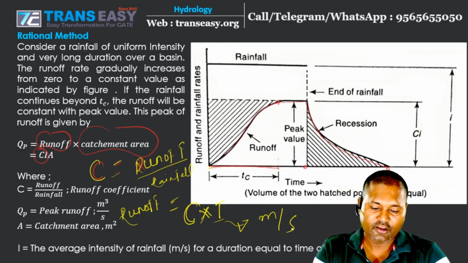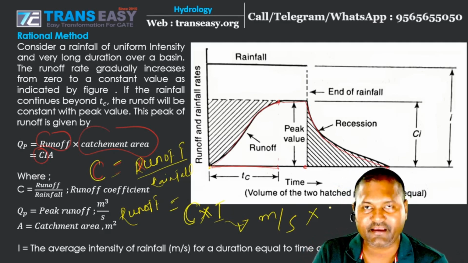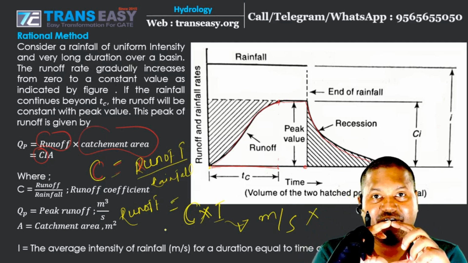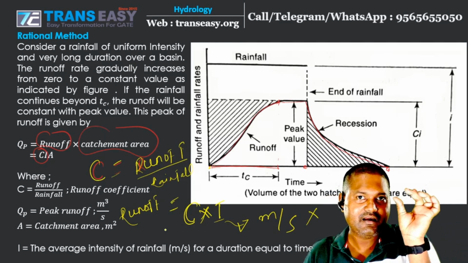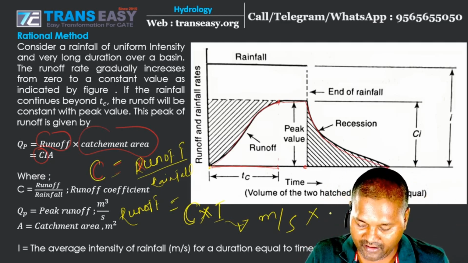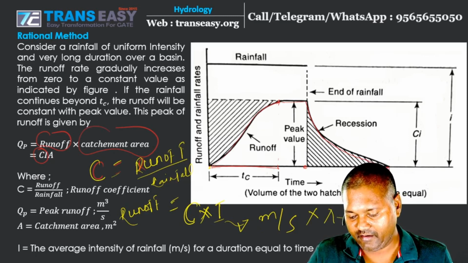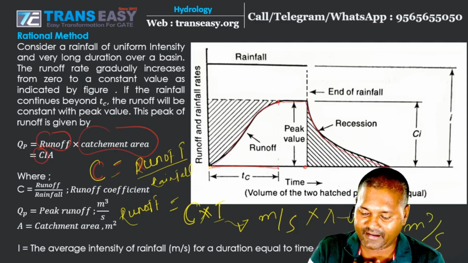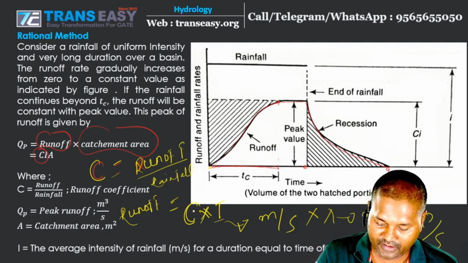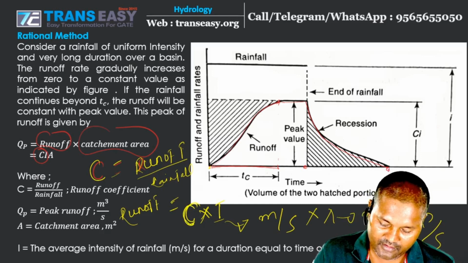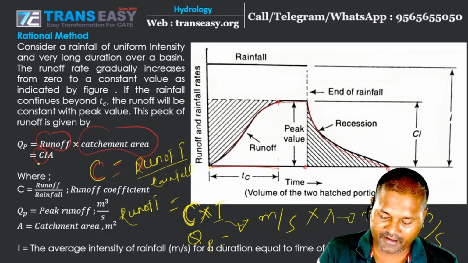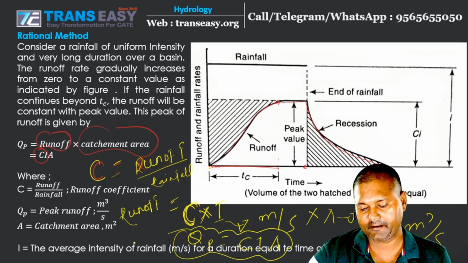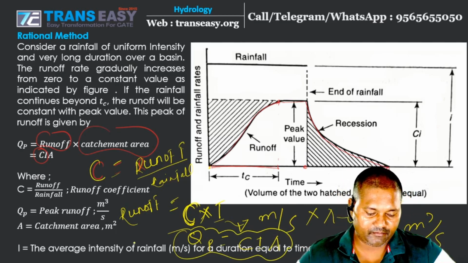So CI into catchment area. This is the depth of runoff. From the depth of precipitation, how much depth of runoff we got, into catchment area. CIA with A in meter square. So we will get runoff in meter cube per second by this relationship. QP in meter cube per second equals CIA. Done.